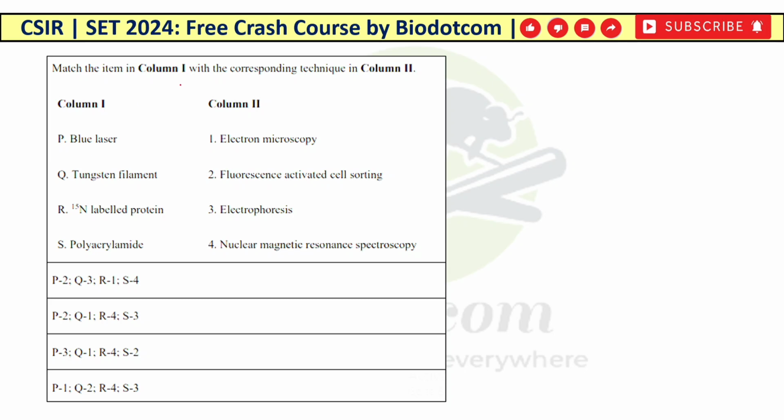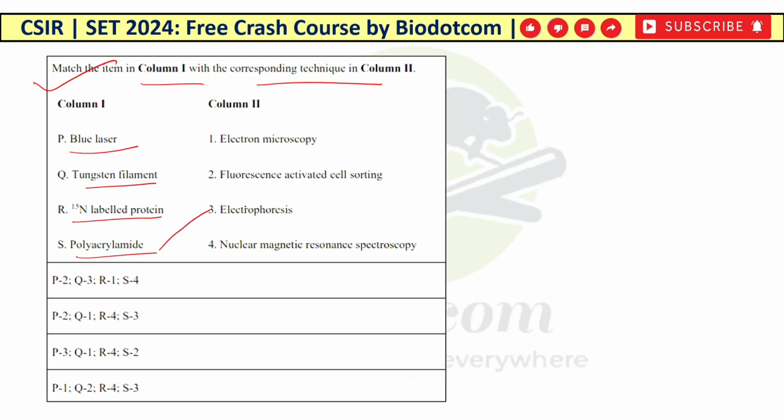So now one more question, which is a matching one. Match the item in column 1 with the corresponding technique in column 2. In column 1: blue laser, tungsten filament, N-label protein, polyacrylamide. So you have to first choose the familiar option. This polyacrylamide, which is used for protein electrophoresis, that is SDS-PAGE. So you should match S with the third one, that is electrophoresis.